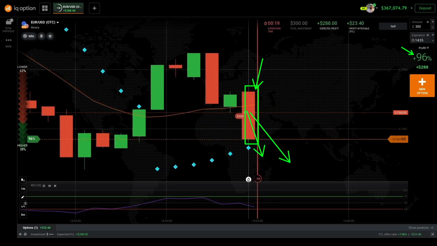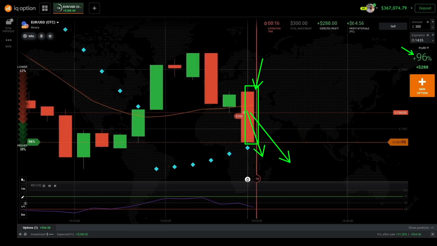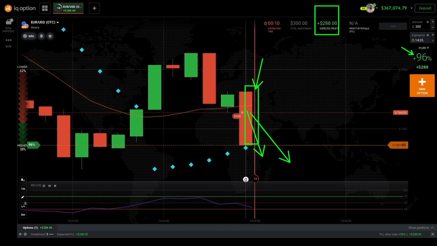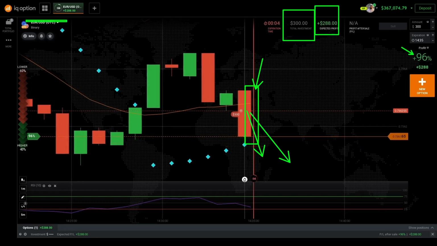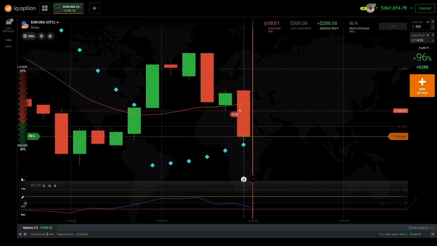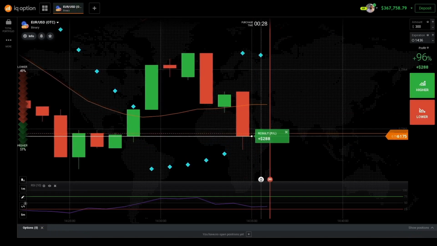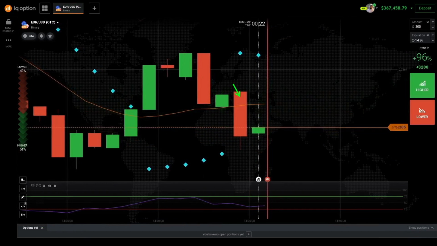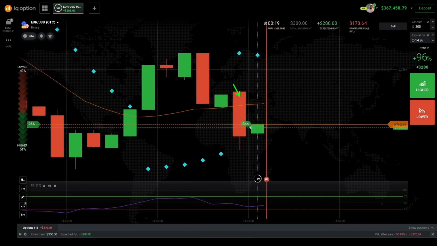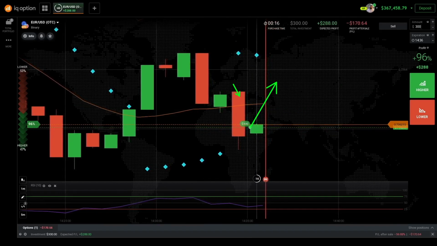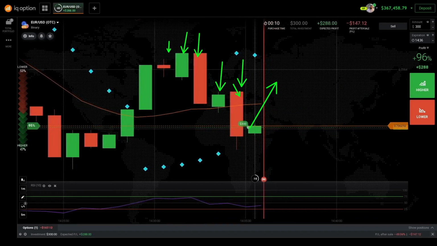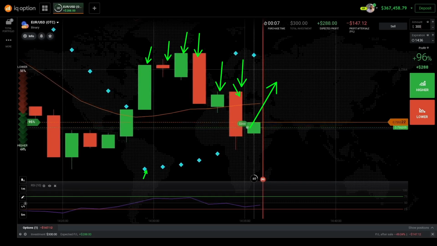As always, I'm using the same strategy that I usually use, and if my prediction is right, I'm making $88 as usual. I'm investing $300 on Euro USD OTC. All right, amazing. So $288. Let's go. Amazing. This one is going up, by the way. So look, red, green, red, green, red, green. Look, the parabolic exchange position here.